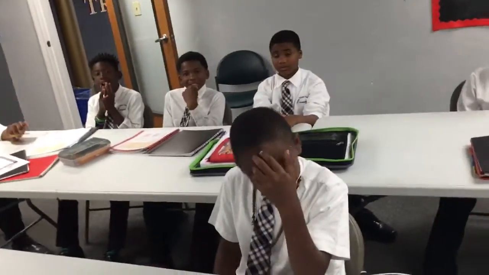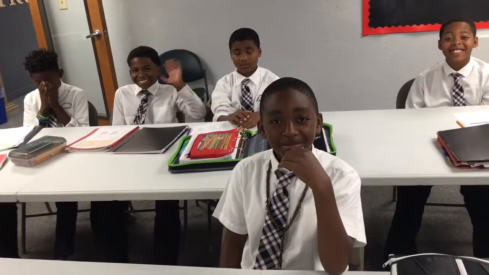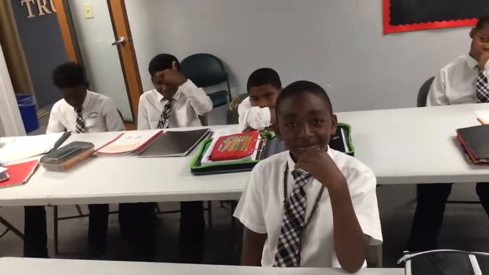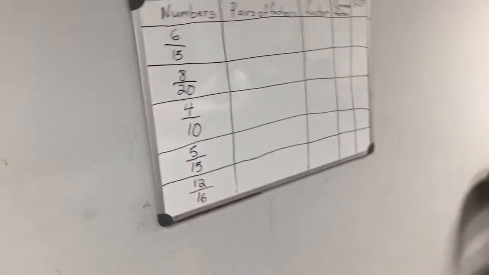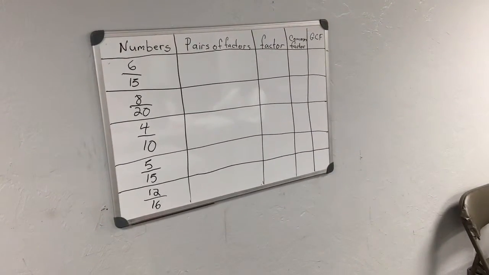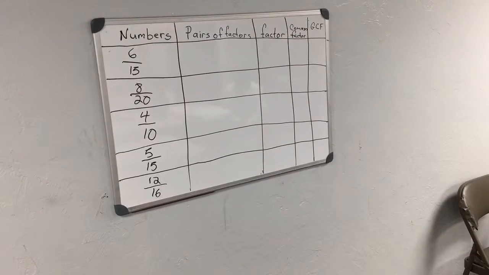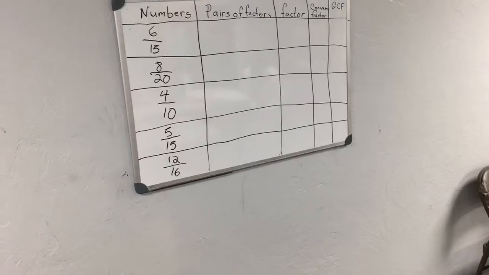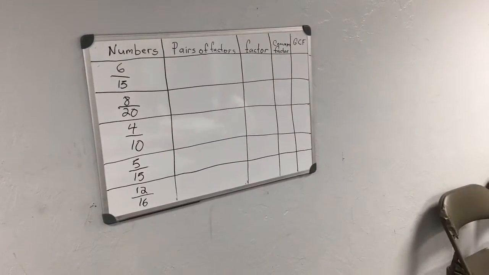Okay, well here, for starters, we're with Dartavius here, and Dartavius is going to be a part of my YouTube video. We're doing a show on common factors, and here I am, your host, Pastor Vincent Rhodes. We're going to do common factors, and these are the numbers we want to know about: 6 and 15, 8 and 20, 4 and 10, 5 and 15, and 12 and 16. What we're going to try to find is common factors.